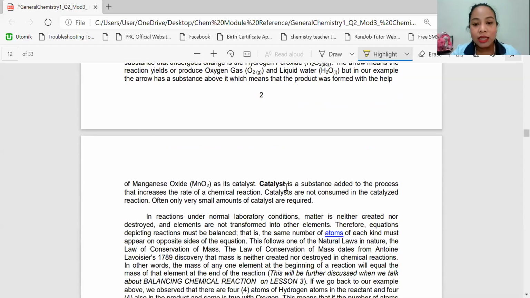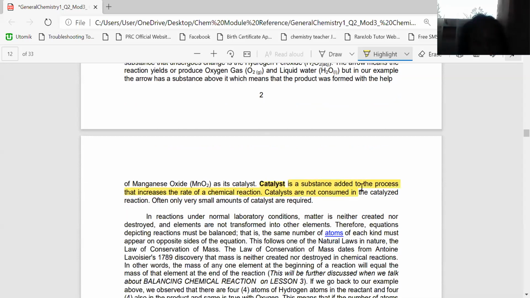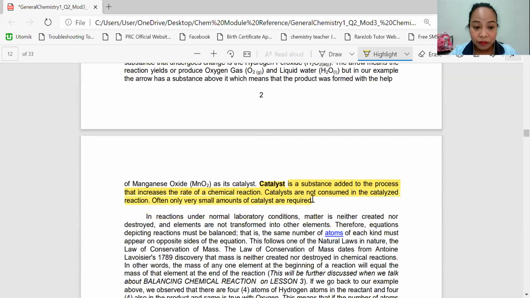So again, catalyst is a substance that is added to the process that increases the rate of chemical reaction. Catalysts are not consumed in the catalyzed reaction. Often only very small amounts of catalyst are required.